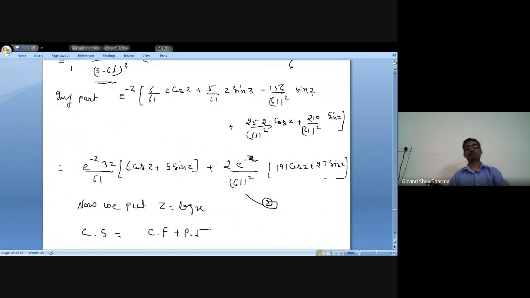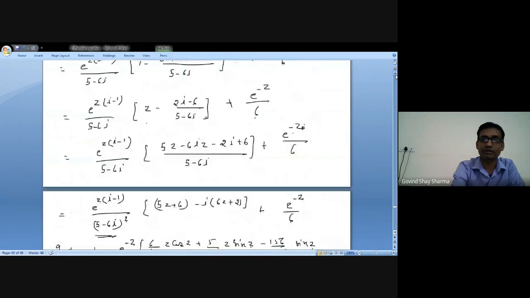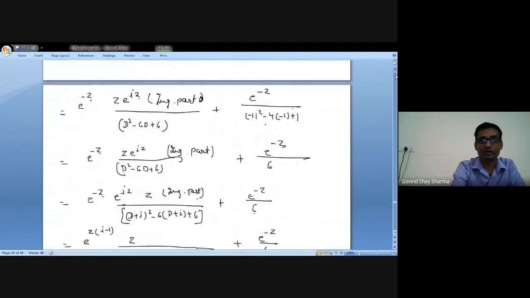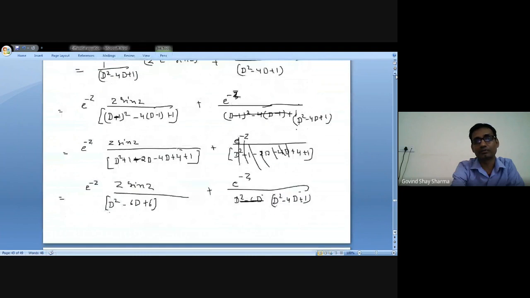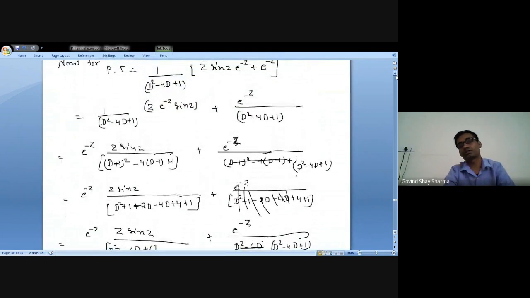I hope you understand the method. The method is the important part of this question, because we have to show that we put x is equal to e to the power z, then dy upon dx, x square d2y dx2 as D(D minus 1), and then solve it. The same equation changes into a constant coefficient differential equation, and we solve it by the CF and PI method, the iteration method.